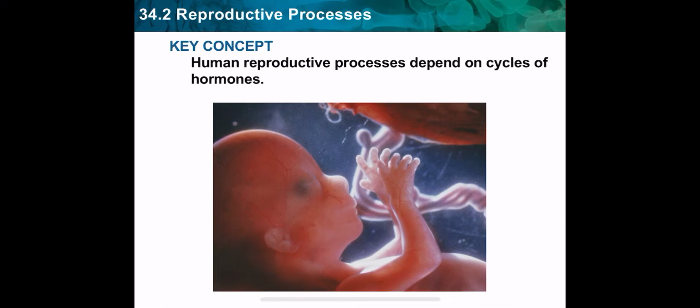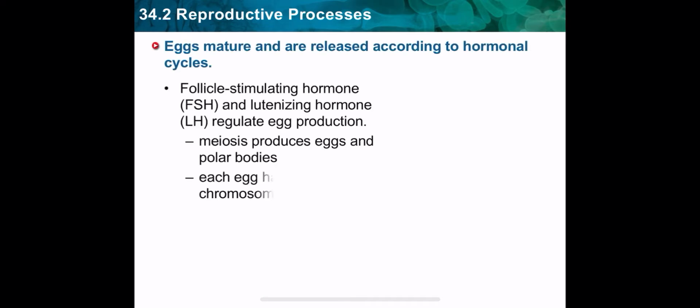There are different reproductive processes in male and female. What makes these processes different? Different organs and different hormones. Those reproductive processes are regulated by hormones. They depend on hormones. Let's talk about the reproductive processes in female.